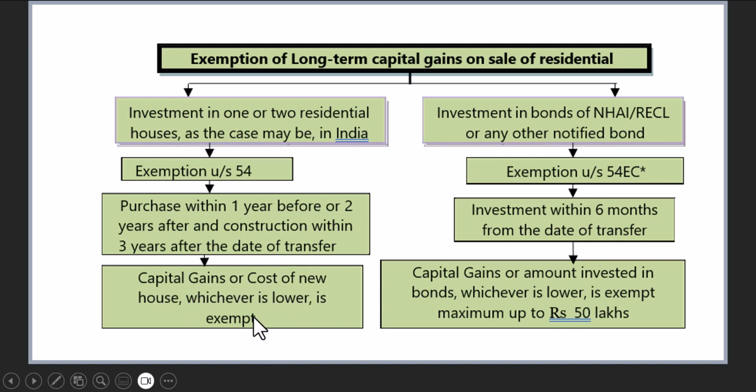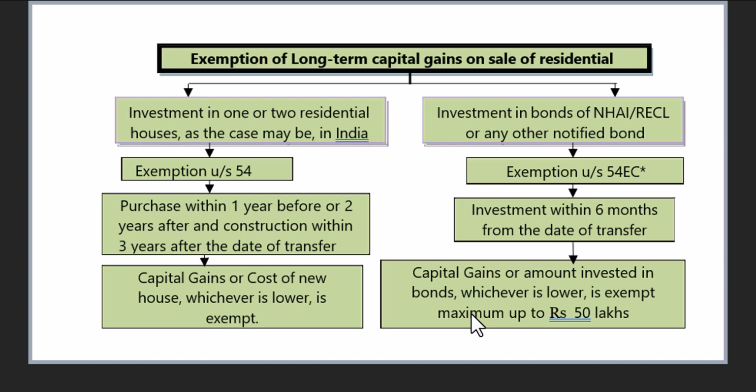So capital gains or cost of new house, whichever is lower, is exempt. So either you invest whole of the money, okay, and save your taxes. So capital gains or cost of new house, whichever is lower, is exempt, right? Now, if there is some more liability, okay, you can save it by putting your money in bonds. So, which is called exemption under Section 54EC. So, you have to invest your money in capital gains bond within 6 months from the date of transfer. Maximum amount you can do is 50 lakhs. So, if you invest 50 lakh rupees maximum, then you can save your taxes.